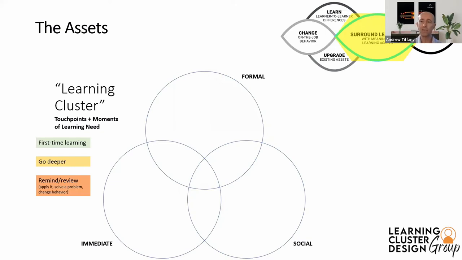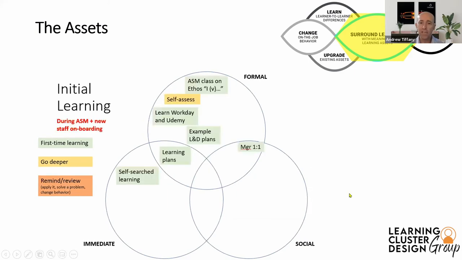This is exactly the pictures I showed to them and tried to teach them the LCD model as we were talking about this idea. And so here you can see, exactly like Crystal showed earlier, these are the circles, and I explained the touch points, formal, immediate, and social, and the overlaps. And the moments of learning need, I simplified down into three. So it was first time learning, going a bit deeper, and then the last three I lumped into one bucket and said, you're using it now, right? And so then I walked them through this picture of, okay, this is what we can do.